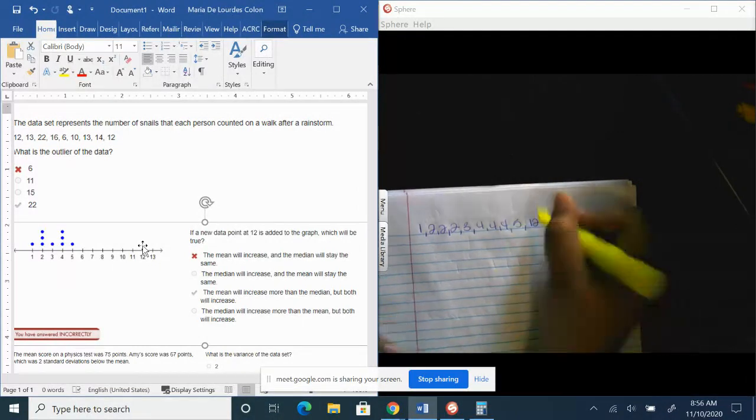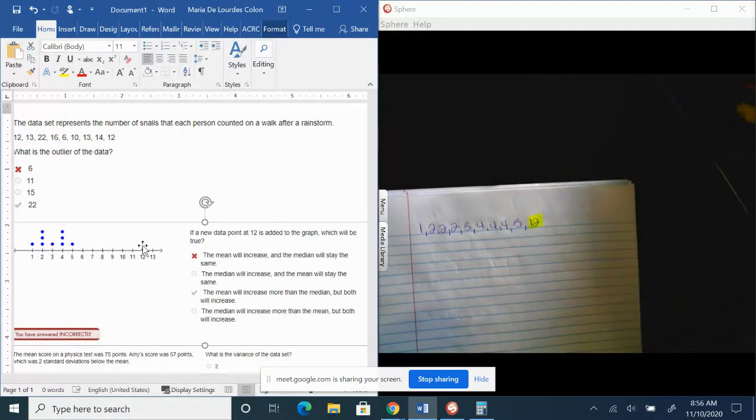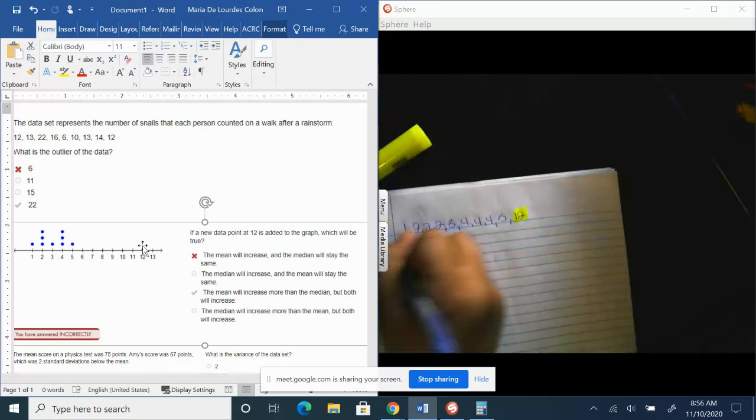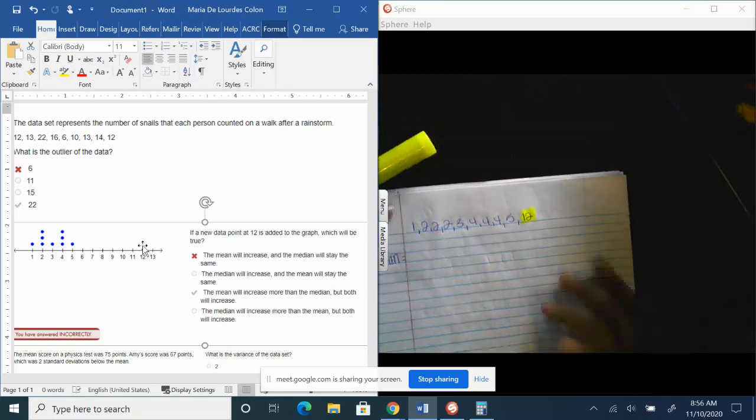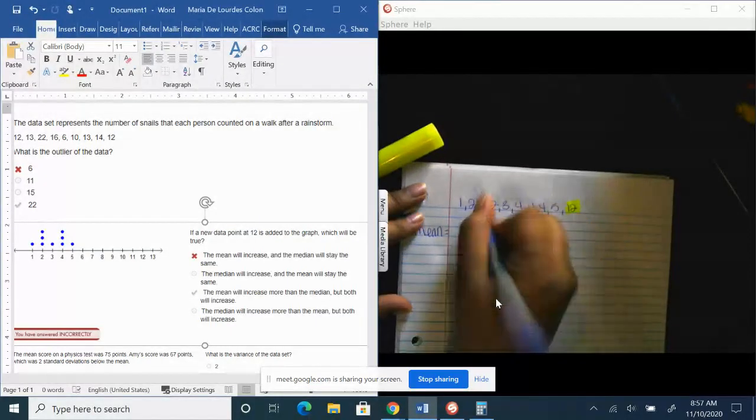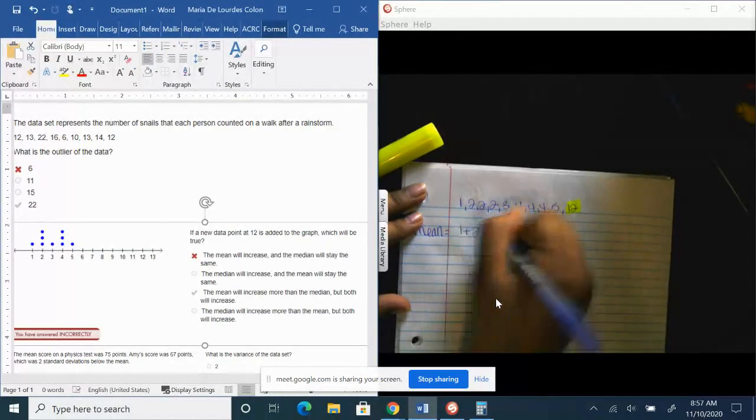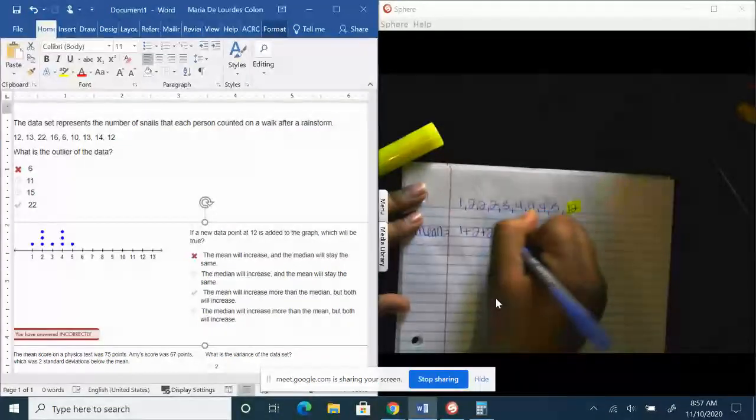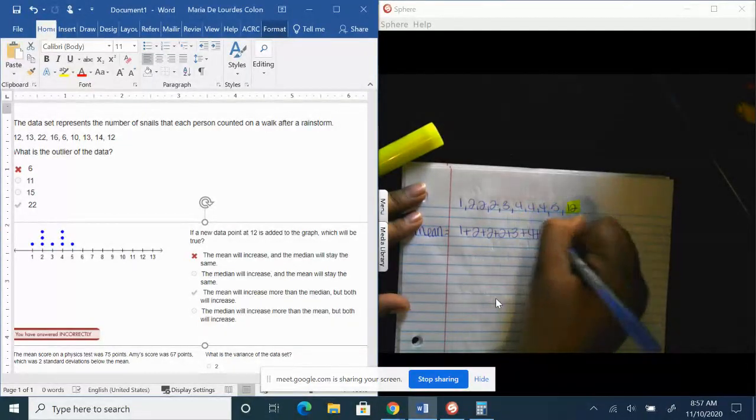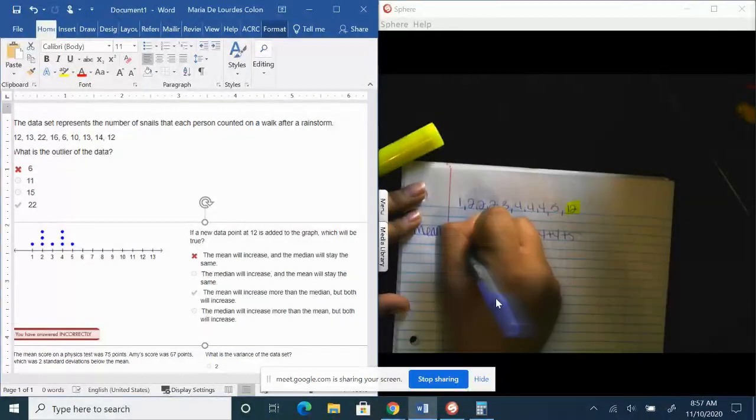So let's ignore this 12 at first. We want to find the median and the mean. Remember that for the mean, we add up all of our values and then divide by the amount.